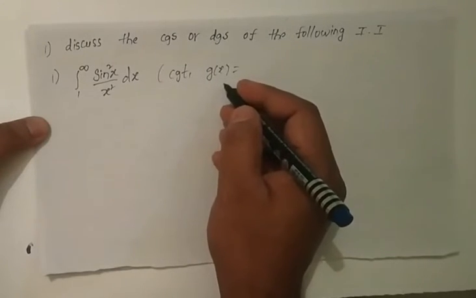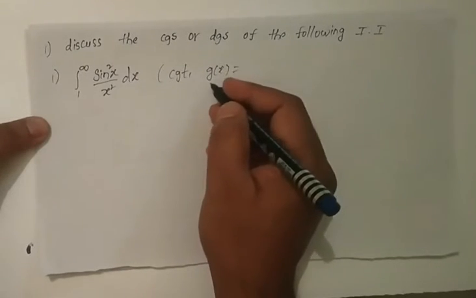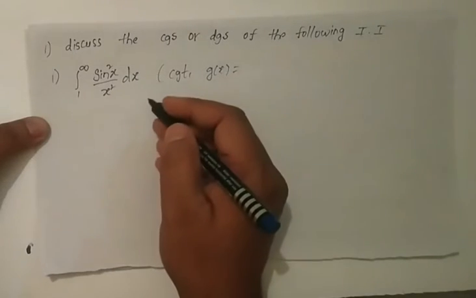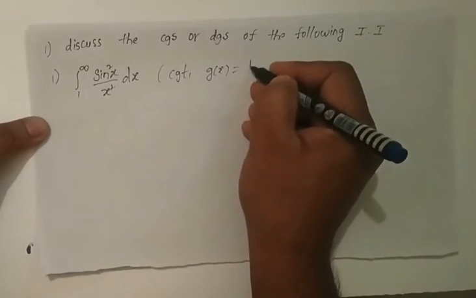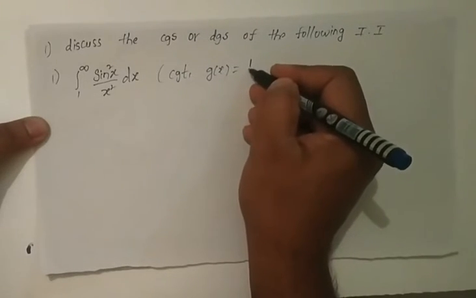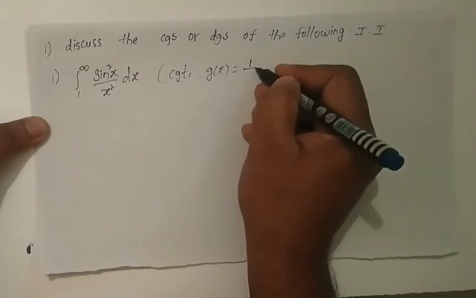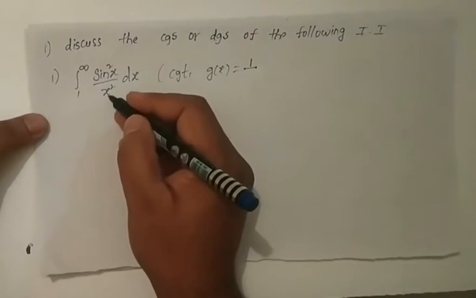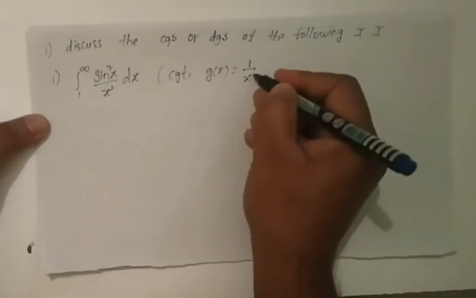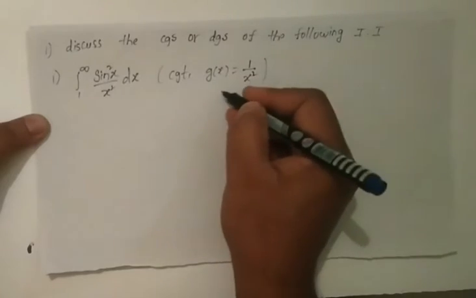Now let us see how to choose the other function in this problem. f of x is equal to sin square x by x square. For g of x, sin square x is always less than or equal to 1, divided by the highest power of x in the denominator, which is x square. So this is g of x. That's all.